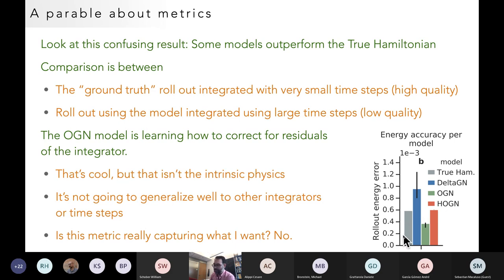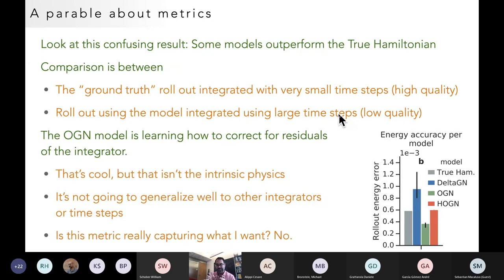This is a kind of confusing result. What you're seeing is that this graph neural network is actually doing better than the true Hamiltonian. And you're like, wait, how can that possibly be? And also, why does the true Hamiltonian not have an error of zero, right? The thing is that when we made this plot, we're comparing two things. We're comparing the ground truth rollout, which uses the true Hamiltonian but also a very high quality integrator with very tiny time steps. So you can think of it as a very accurate forward evolution in time.